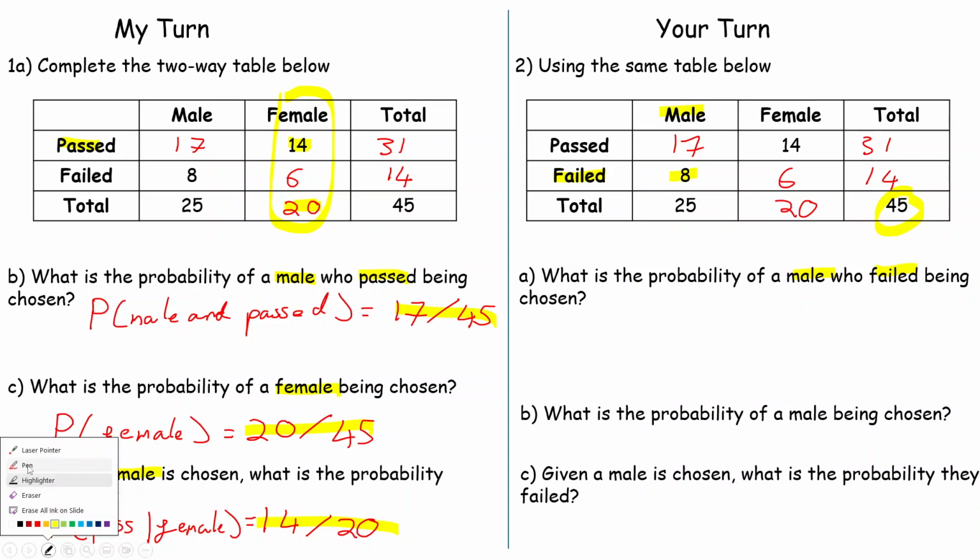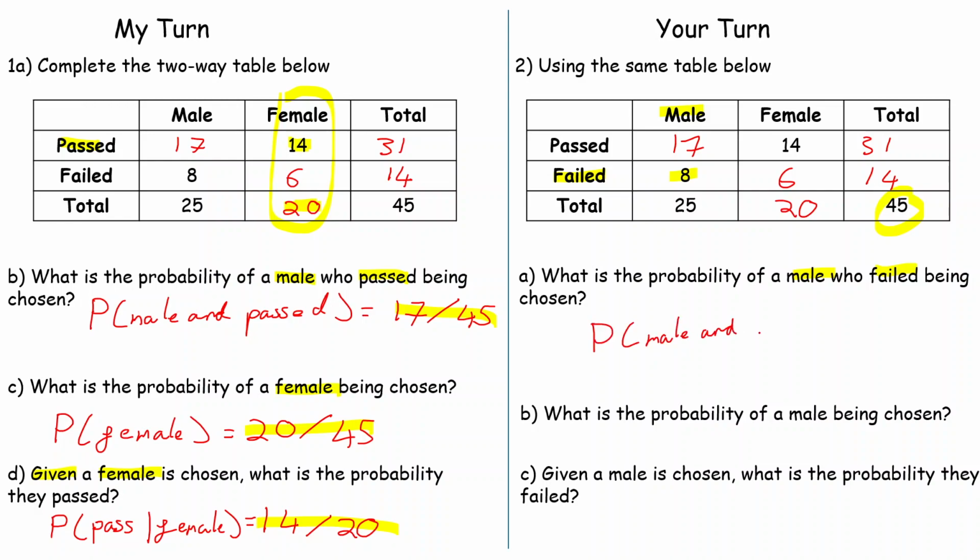So let's go and get it down straight away. You've got 8. No, that's right down. So the probability of male and failed is equal to 8 out of 45, your total. Good. There we go.